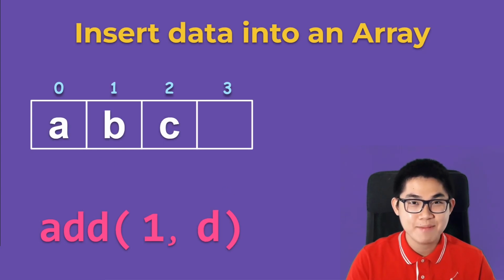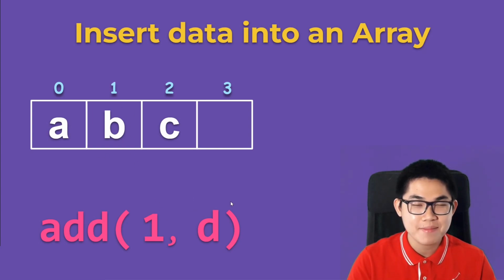For our next example, I want to show you how to insert something into the middle of the array. So let's insert the letter D at the middle of the array, or at index 1. The first step is to check is there still enough space inside the array. There are 3 letters, and there are 4 squares in the array. And this means there is enough space.